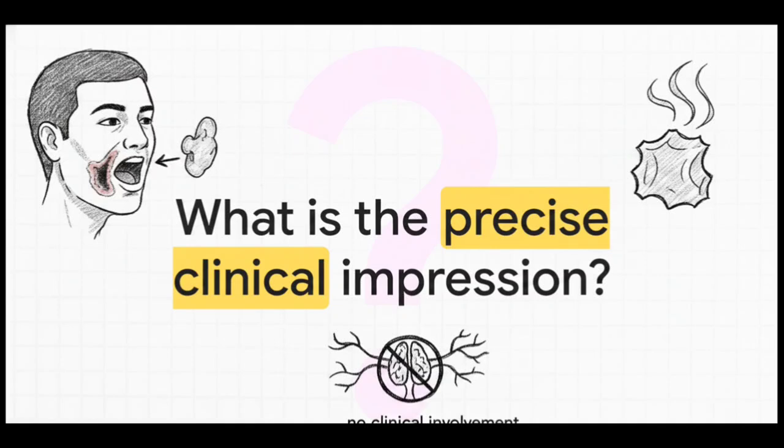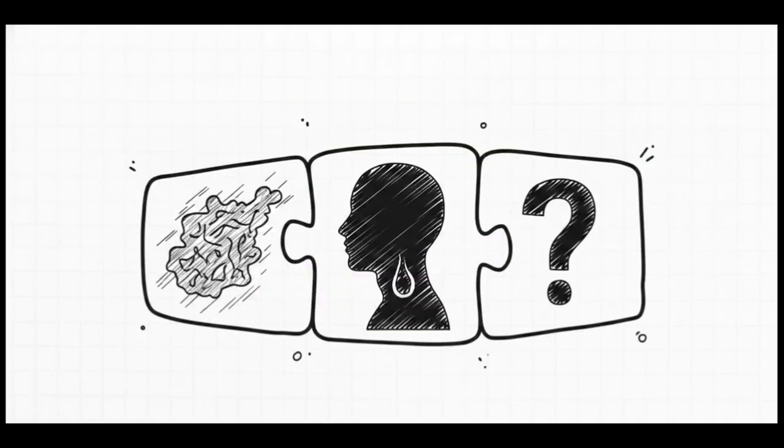You have a 36-year-old chronic tobacco chewer with a rapidly progressive 5-centimeter ulceroproliferative lesion on the left buccal mucosa, a single mobile lymph node in the neck at level 1B, and no clinical involvement of the cranial nerves. So what is the precise clinical impression? The verdict is an unequivocal clinical malignancy of the left buccal mucosa. And the exact staging? It's T3N1MX.